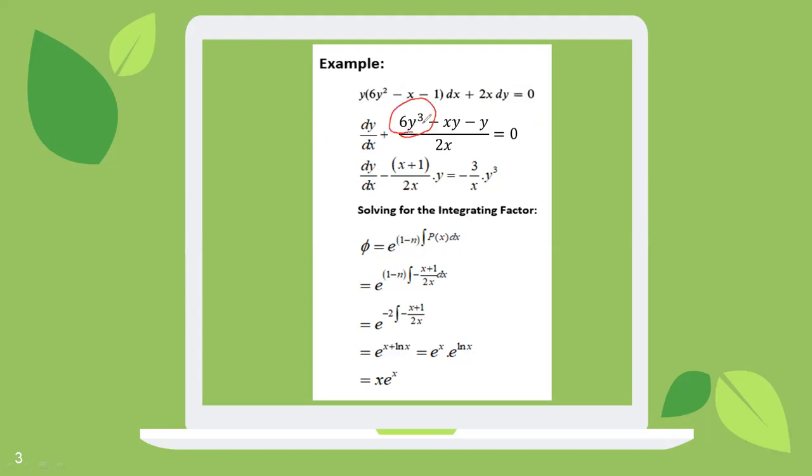This one is y cubed. So you cannot make it p of xy because your y is already raised to 3. So what should come into your mind is that your p of xy should be coming from this one. So I'll write it here.